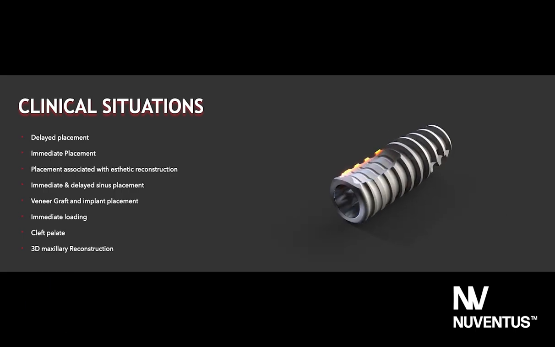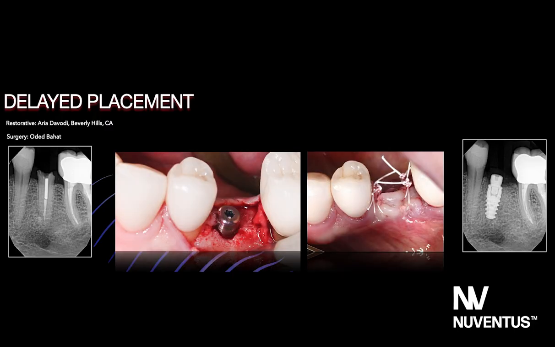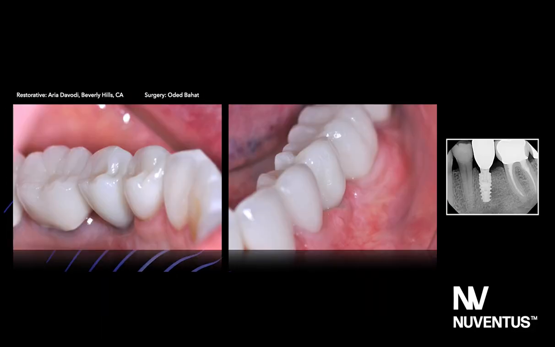What we'll show you today is placement of this implant in delayed placement, immediate placement, placement associated with aesthetic reconstruction, immediate and delayed placement in the sinuses, placement around a veneer graft, cortical cancellous graft, immediate loading in a completely reconstructed maxilla, and in a cleft palate where you have to be really accurate. So let's look at the first case, immediate placement. The implant is placed at first molar position, and months later restored.